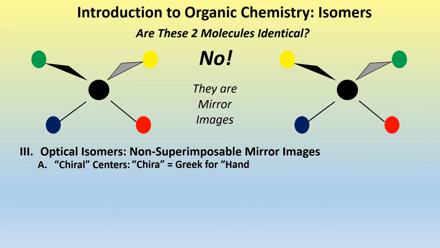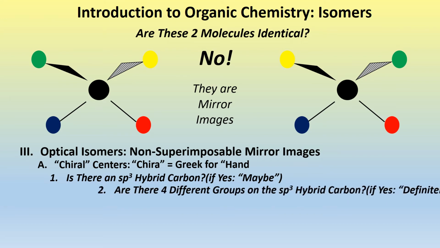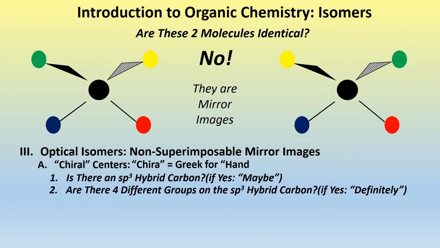If one is looking for a chiral center, there are once again 2 questions that need to be answered. The first, is there an sp3 hybridized carbon, a carbon with 4 single bonds? If the answer to this question is yes, then maybe you have a chiral center. Secondly, are there 4 different groups on that sp3 hybridized carbon? If the answer to this question is yes, then you definitely have a chiral center. There can be more than 1 chiral center in a given molecule.